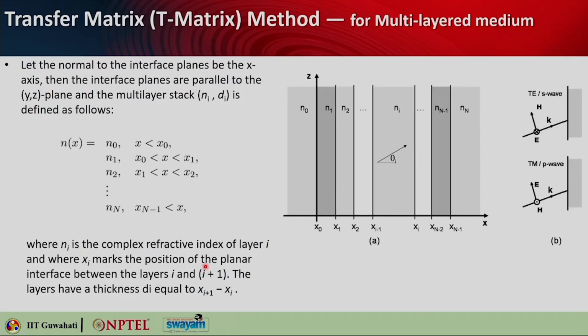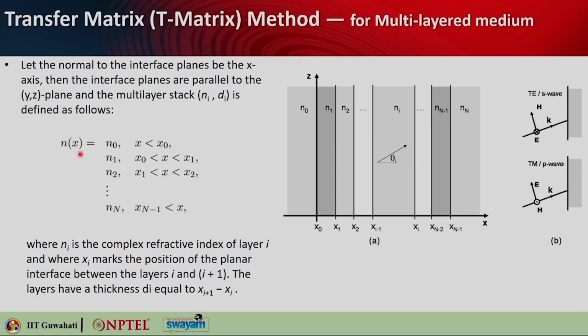So let the normal to the interface plane be... this is the interface plane, as you can see. We assume that the normal to all the interface planes is x. In that case the interface planes are parallel to yz, vertically out of this. And we have also defined a different refractive index for each region. It means there are different materials present at different positions. That is how the multi-layer structure has been made.